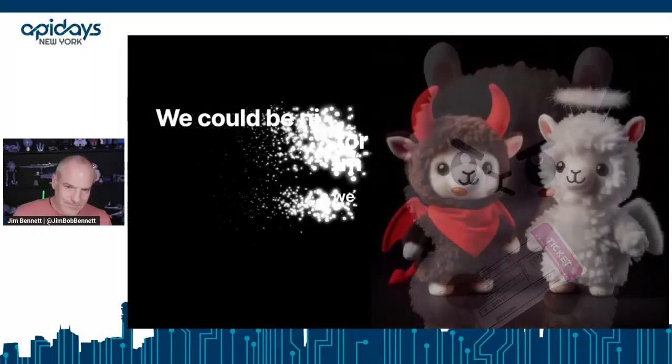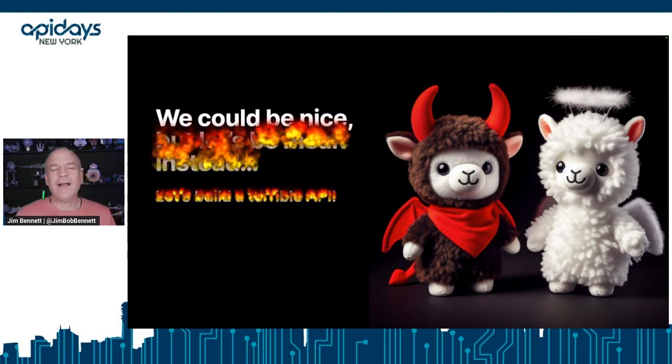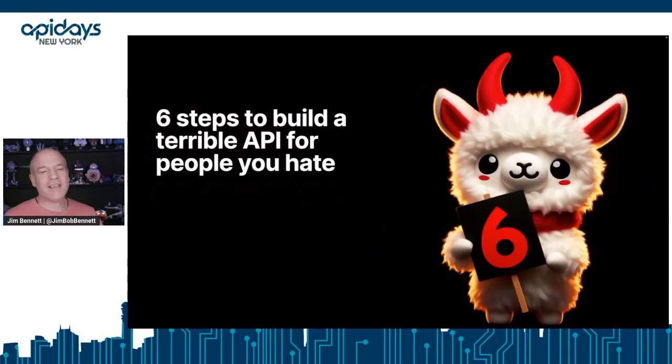Now, you could be nice. You could build a good API for these people, but you hate them. So why don't you just be mean and build them a terrible API? And that's what we're going to look at today. Today, we are going to look at 6 steps to build a terrible API for people that you hate.